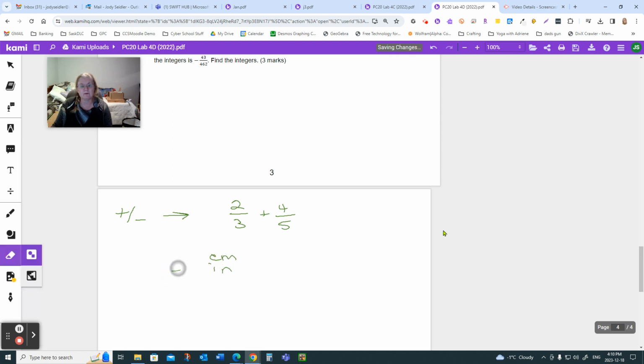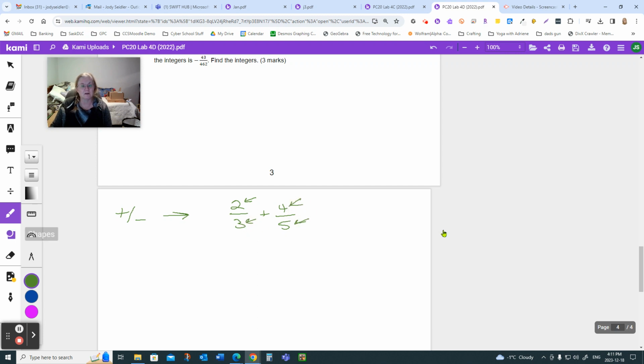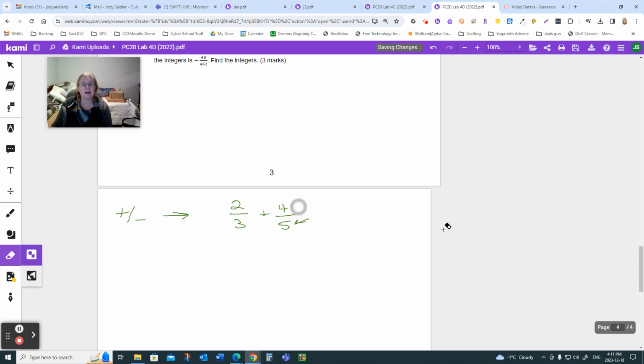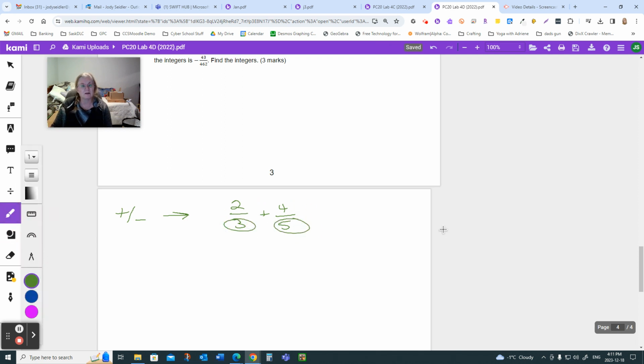So when we talk about fractions, if you think about that bottom as your unit, it's the size of the pieces. I have 2 things and they're both thirds. I have 4 things and they're all fifths. Those aren't the same size, so I can't say I have 6 of anything. I have to fix the units so that they match. How do I do that? I find the least common multiple of the bottoms.